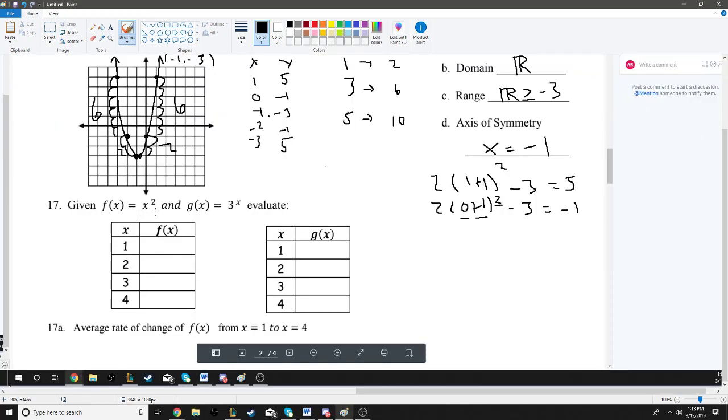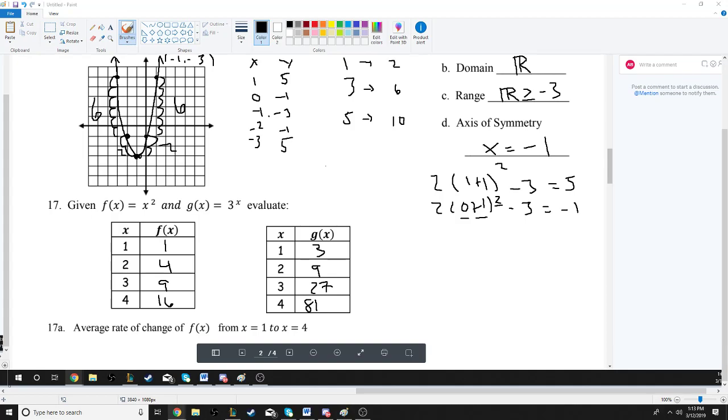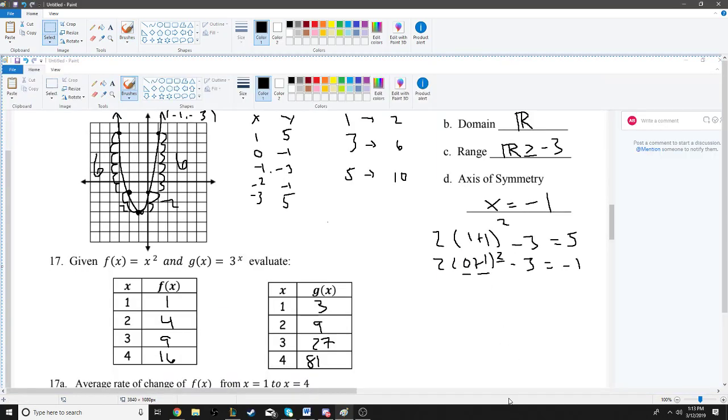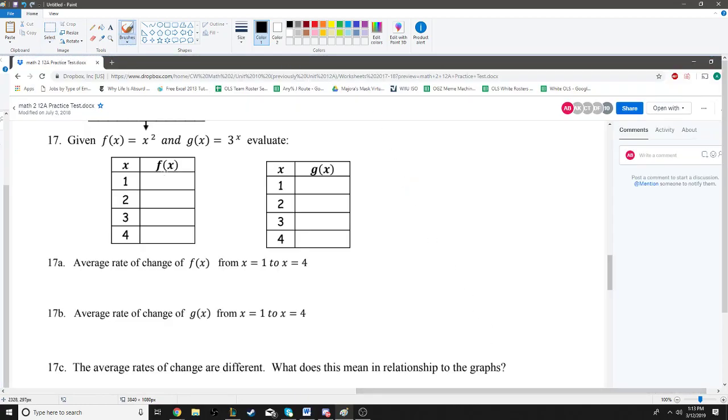This one, x squared. So let's plug numbers in. 1 squared is 1, 2 squared is 4, 3 squared is 9, 4 squared is 16. And 3 times the first is 3. 3 times 9 is 27, and 81. This would probably make more sense if I did all these problems on the same kind of page. So let's do that. So again, this is 1, 4, 9, 16. And this was 3, 9, 27, and 81.